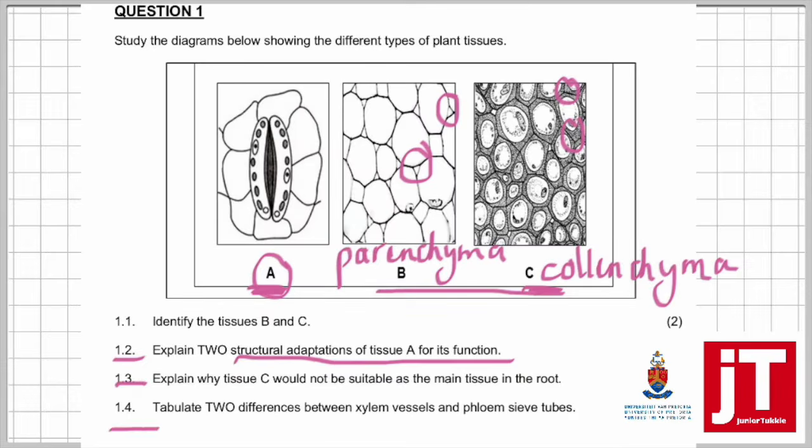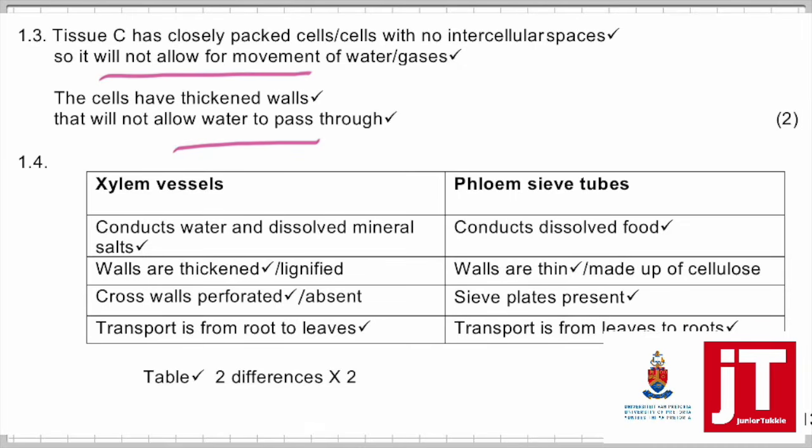Right. And the last question, 1.4, tabulate. Tabulate means to draw a table, and they want 2 differences. Any 2 differences, which makes it very easy, between the xylem vessels and the phloem sieve tubes. And that's for 5 marks. So let's go to our memo.